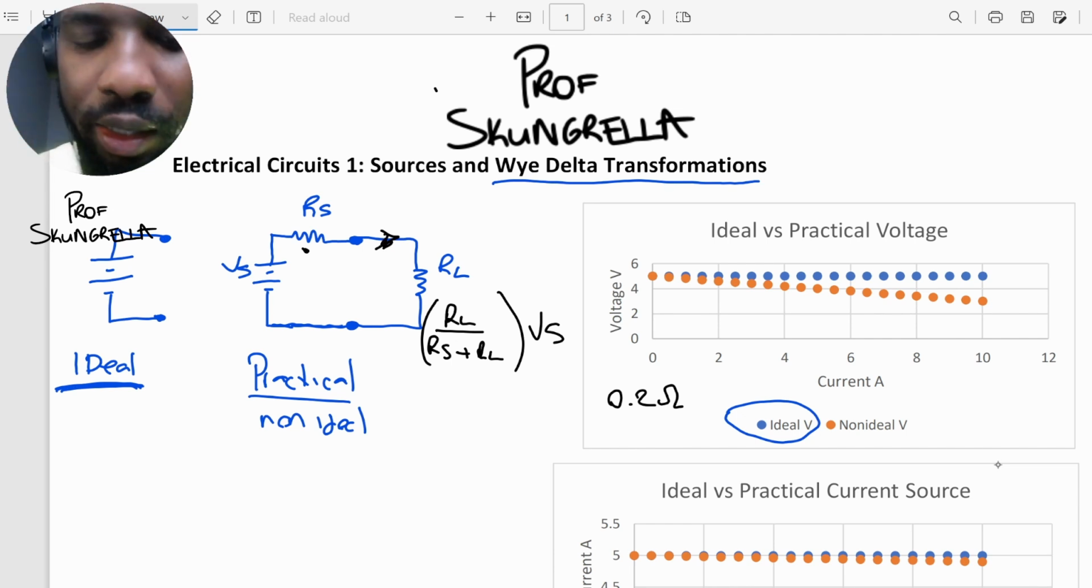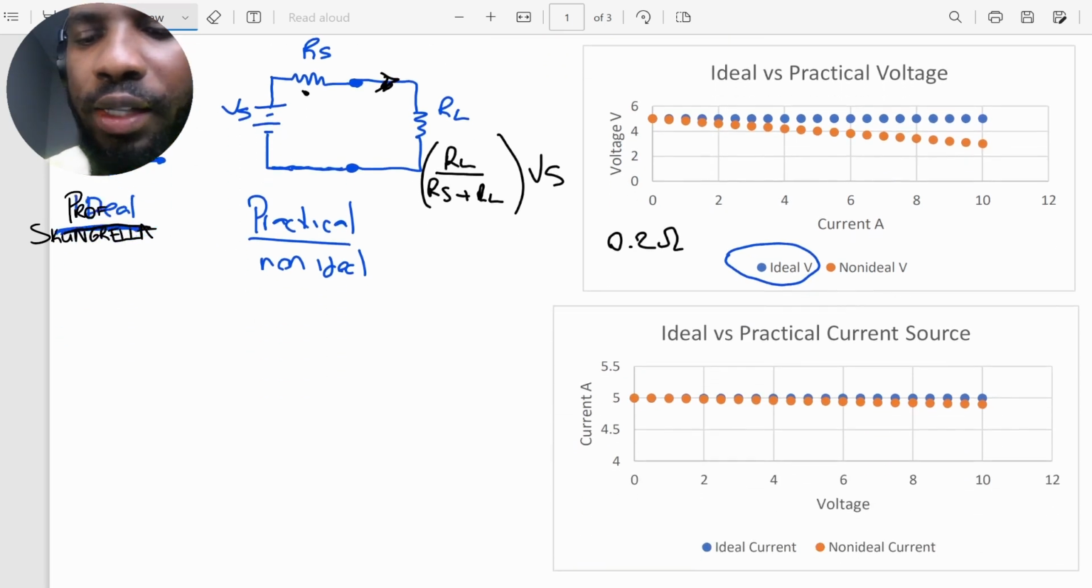So this is the ideal source, right? We are saying that the voltage is always the same, but in the real world, like I said, for a battery, as you use the battery, when you draw more current from the battery, the voltage will be reduced. Even a power supply, if you increase the current that you're drawing from the power supply, the voltage will also reduce as well. Okay, let's talk about the current source.